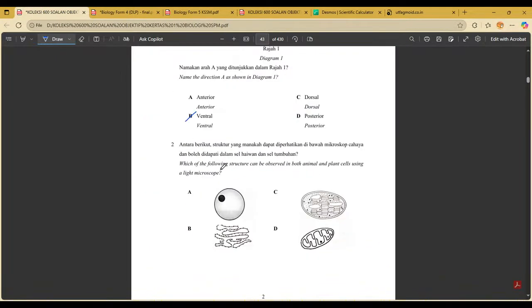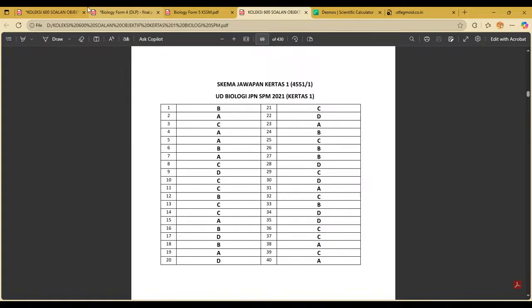I don't know. Which of the following structures can be observed in both animal and plant cells using a light microscope? This is the nucleus. Yeah, I think it's a nucleus. 2A, nucleus. Yep.